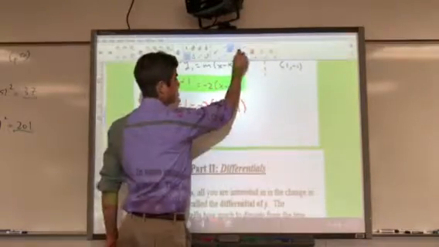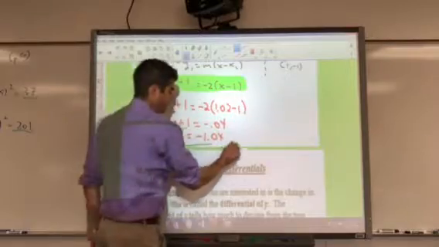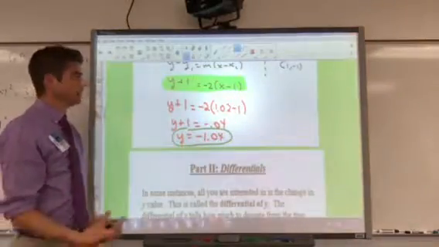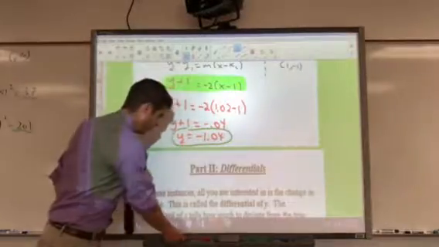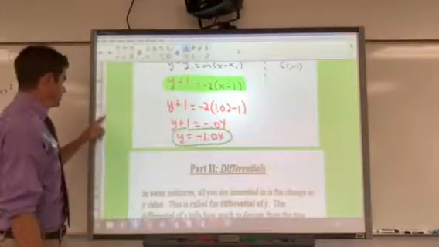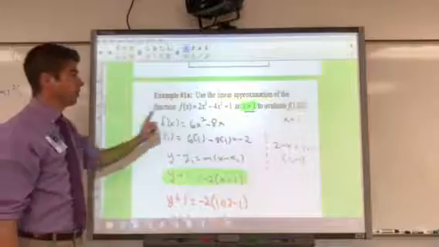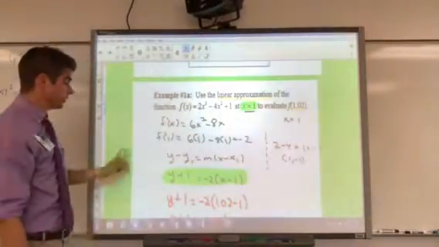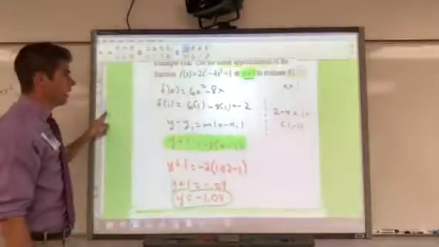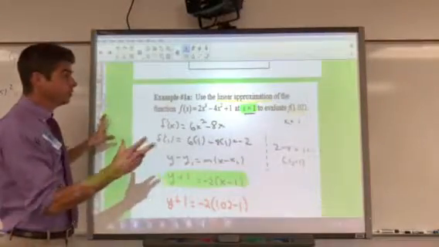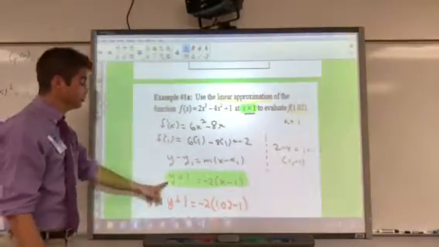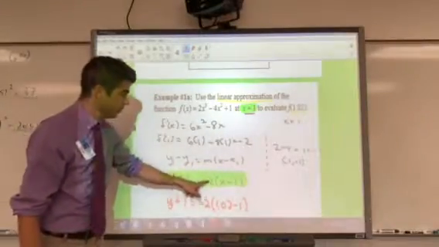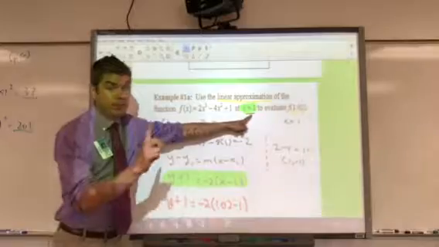Now this isn't the exact answer, but it's an approximation, and it's pretty close to the exact answer. If you took out your calculator and actually evaluated 1.02 in this function, you could see just how close your approximation was. That's using the linear approximation, that's actually using the tangent line, and again, this line came from finding the slope through the derivative at this point of tangency.